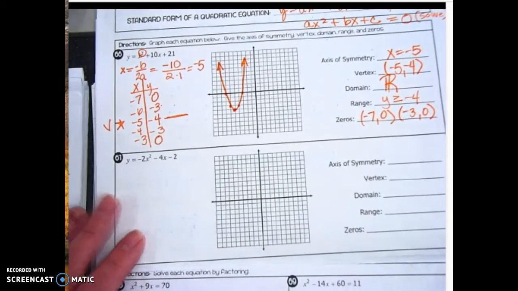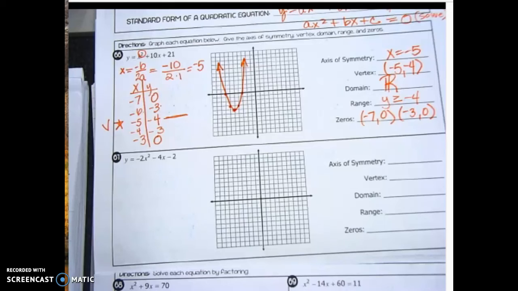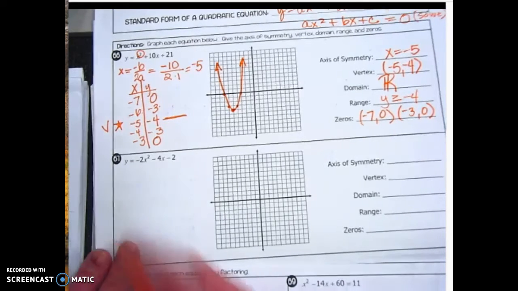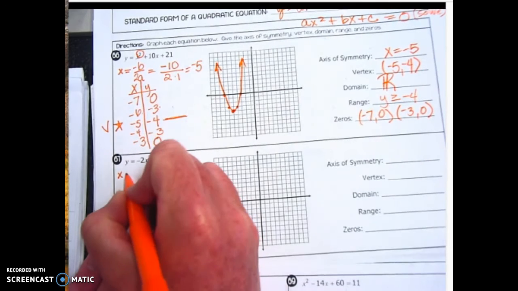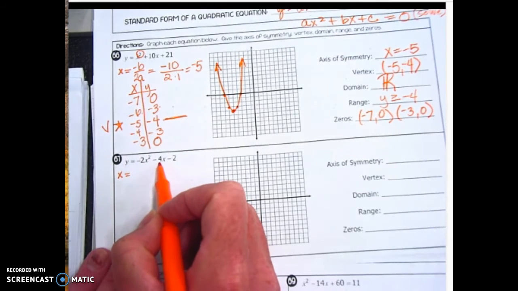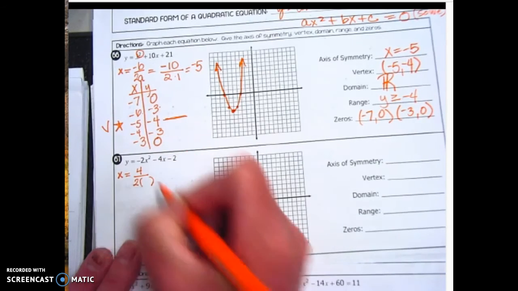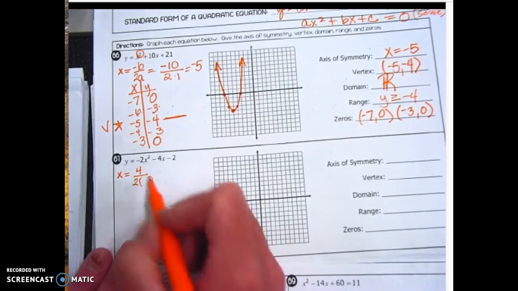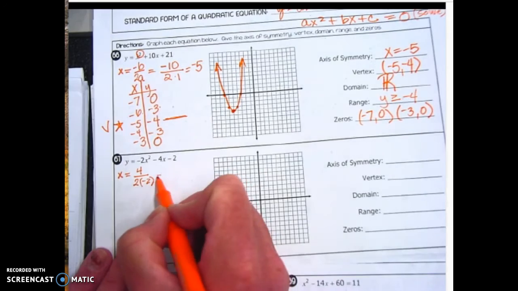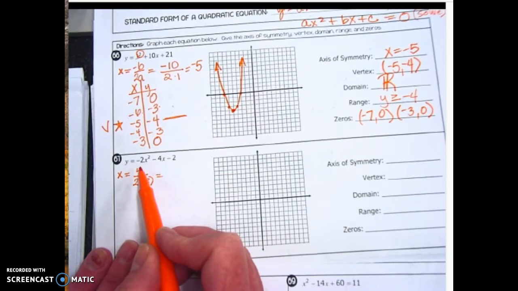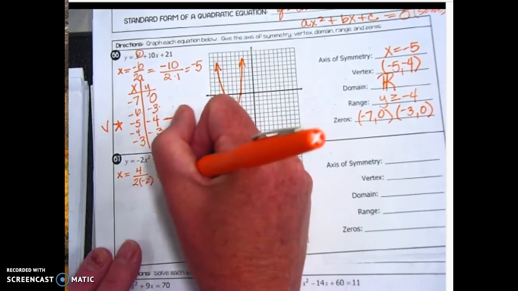All right, box number 67. This one we already said. We recognize that it's going to open down. We want to find the x coordinate of the vertex. So we're going to take the opposite of b. So right now there's a -4, so we're going to say +4 over 2 times a, which is -2. And this simplifies to 4 over -4, which is just -1.